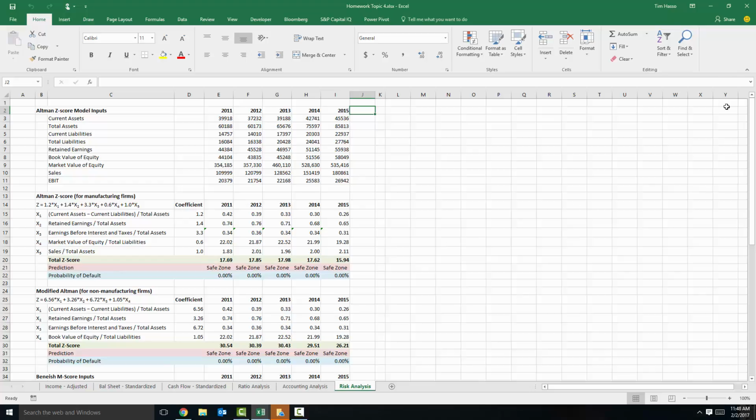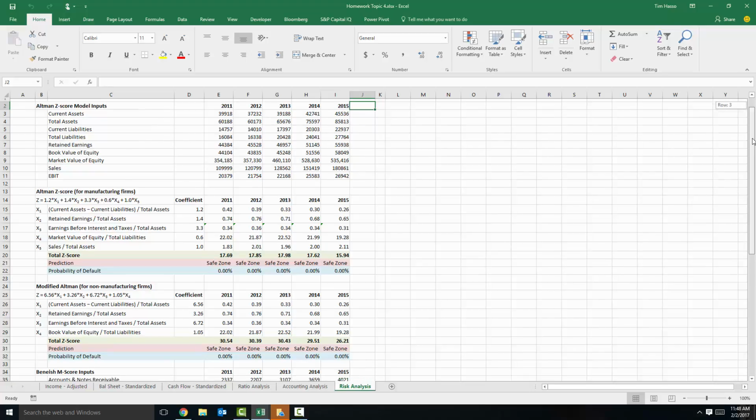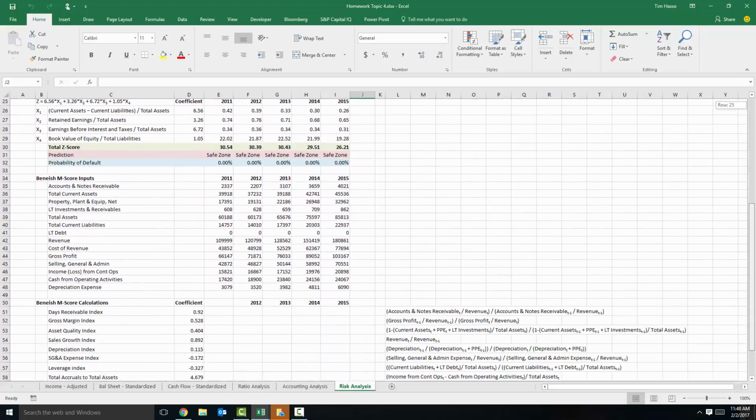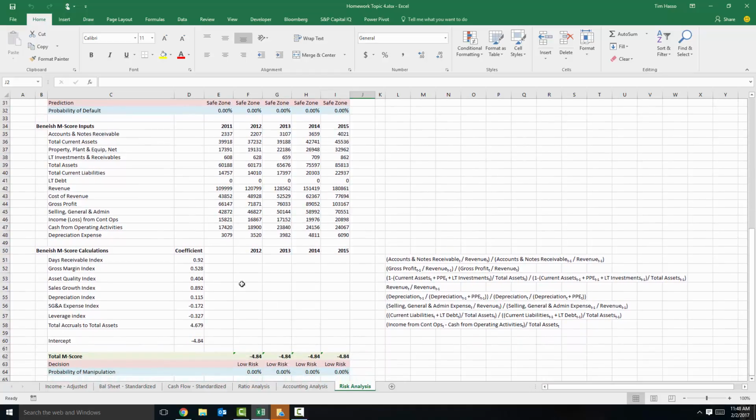So the Beneish M-score model, you can see it down at the very bottom here. And again, you see that I have the Beneish M-score inputs. On row 34 it starts, and again what I've done is I've looked at all the input variables. So in this case we have accounts receivable, total current assets, and so on, and I've referenced them back from the financial statements, and you can see exactly how I did it.